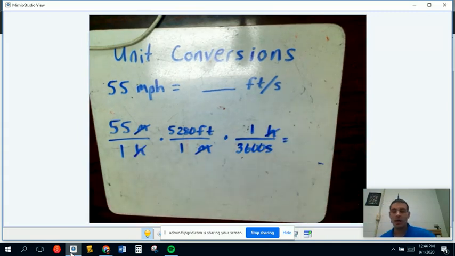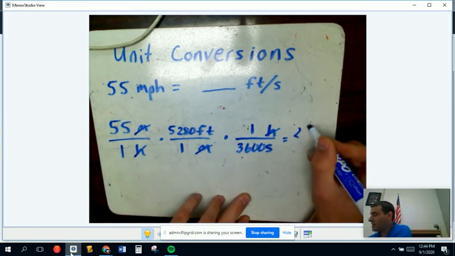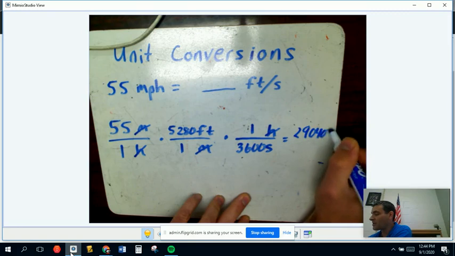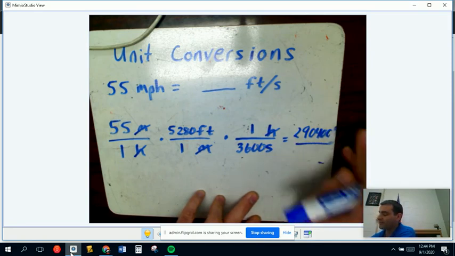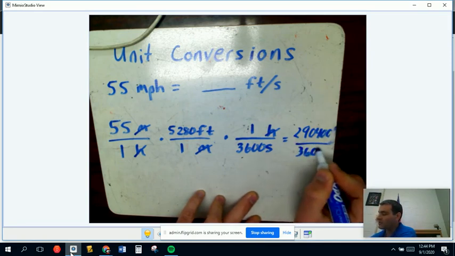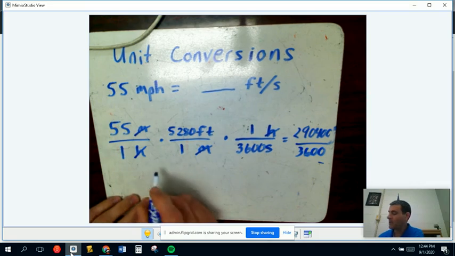Okay. So if I multiply straight across here, I get 55 times 5280. That is 290,400 feet. Run out of room there. That's feet over 3,600. So I'm going to divide by 3,600. Okay, and that gives you 81.6 feet per second.